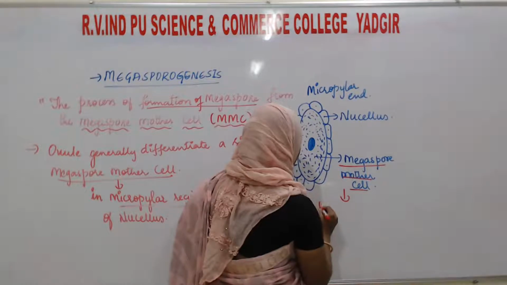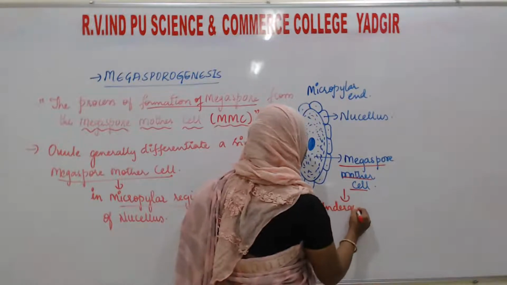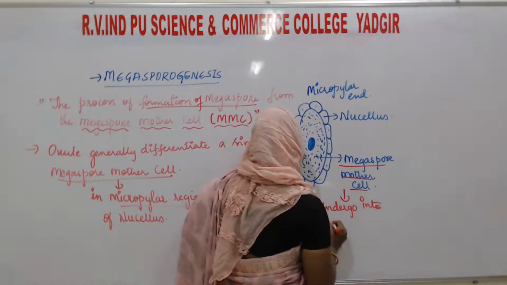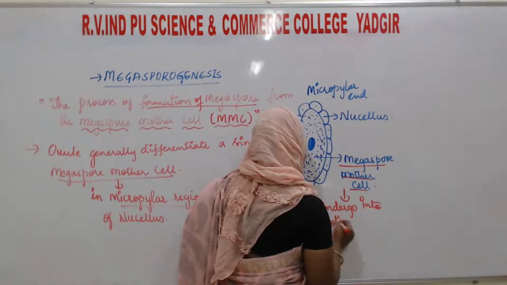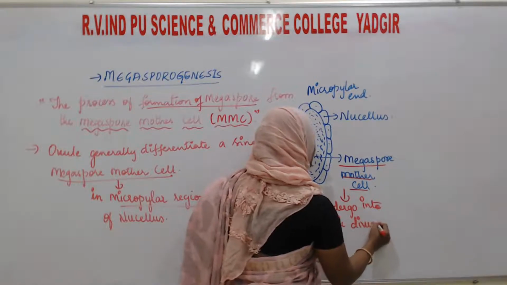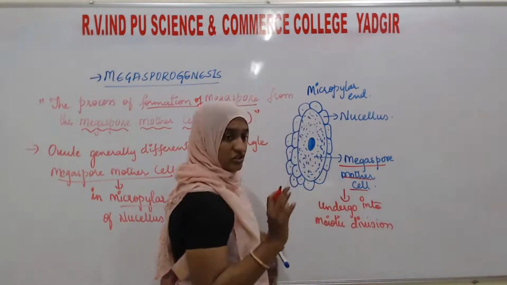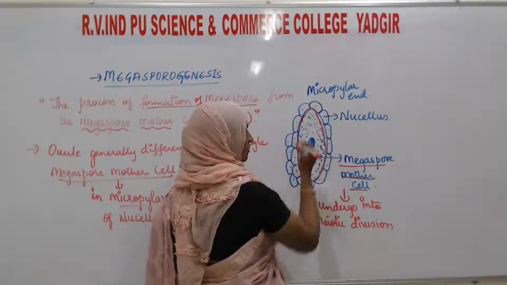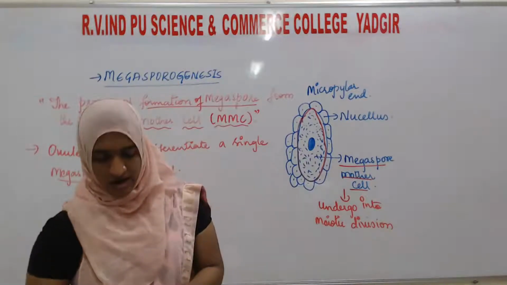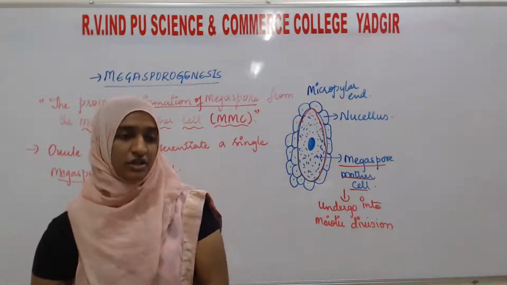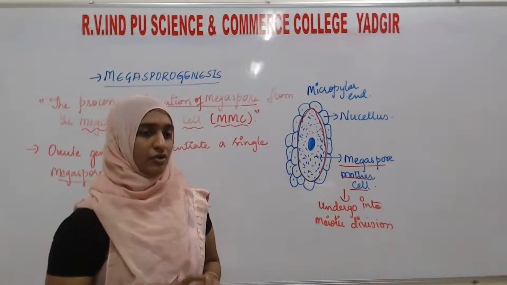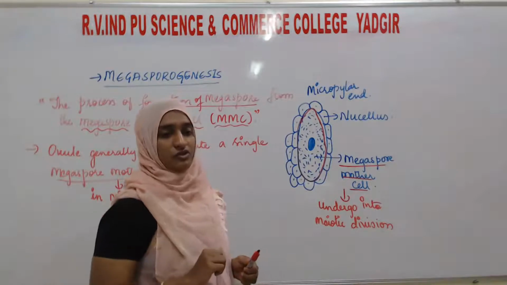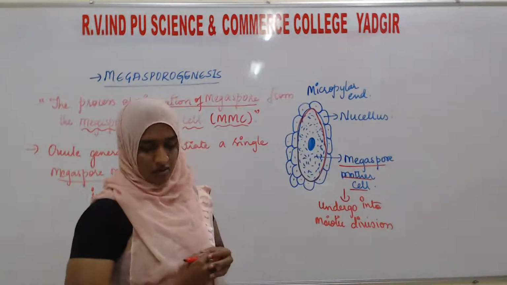meiotic division. It will undergo meiotic division. That is the reductional division. Which cell? This cell. This cell will undergo the meiotic division. First it will divide in the meiotic 1 division and then the meiotic 2 division, where it will give rise to the 4 megaspore cells.